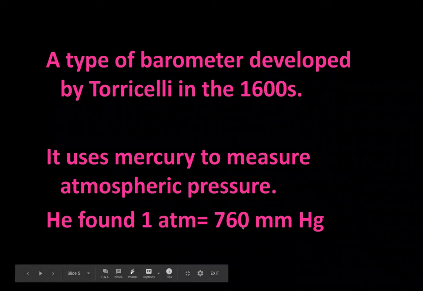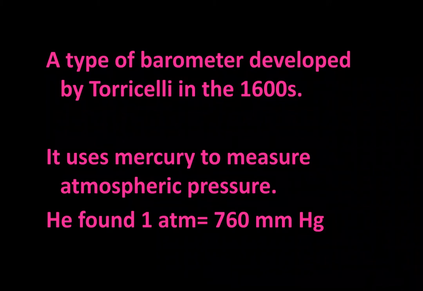And so he determined that 1 atmosphere was equal to 760 millimeters of mercury. So atmosphere is 1 unit of pressure. Millimeters of mercury are another unit of pressure. And so we can actually convert between atmospheres and millimeters of mercury. So when you see these units, you're going to have to convert. So you might want to write some of these down on your conversion chart.